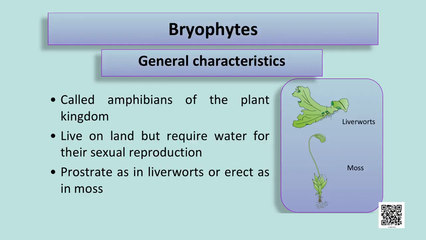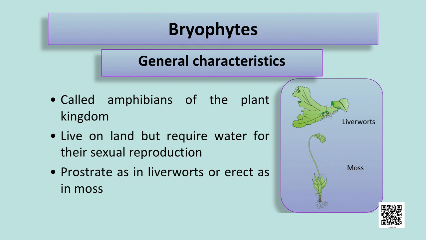Bryophytes are believed to have evolved from some alga. Alga is mainly aquatic and bryophytes have evolved and adapted themselves to grow on land. Although they grow on land, the reproductive cycle of bryophytes cannot be completed without water. So, they are also called amphibians of the plant kingdom. The plant body grows prostrate, which means they grow dorsoventrally flat on the ground. Dorsoventrally flat means the upper and lower surfaces are distinguishable. Such type of plant body is seen in liverworts. In mosses, the plant body grows erect.